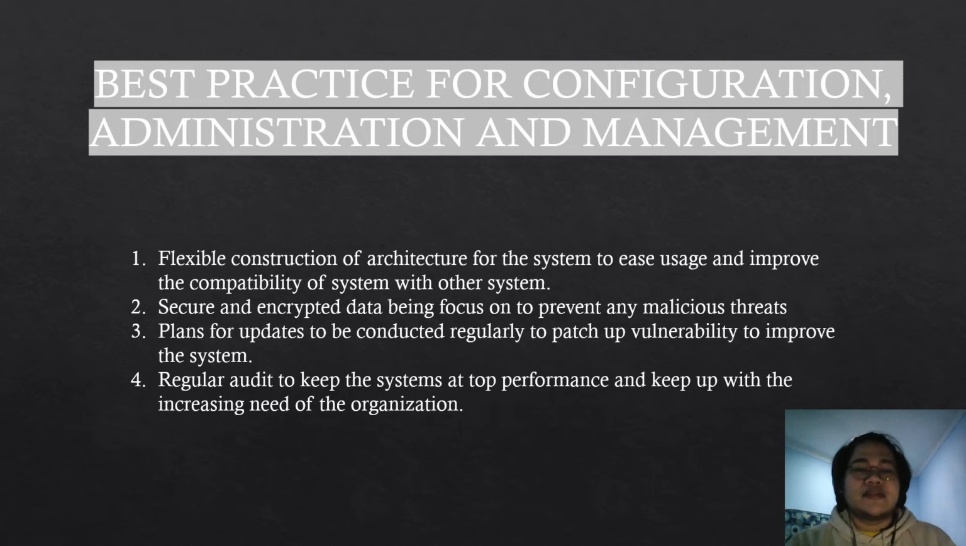The next is secure and encrypted data, being focused on to prevent any malicious threats. The Internet of Things data needs to be limited within the network used only, to prevent any sensitive information from being stolen. The next is to plan for updates to be conducted regularly to patch up vulnerabilities and improve the system. With the newly updated version, discovered vulnerabilities from the previous version can be patched up.